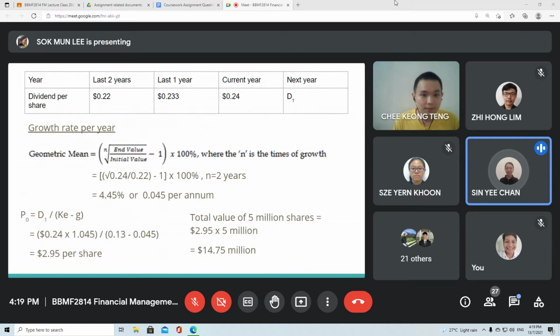The next year's dividend we assume is D1. And the growth rate per year, we use the geometric mean to calculate. The end value is 0.24 and the initial value is 0.22, over 2 years. So we will get 4.45% per annum.